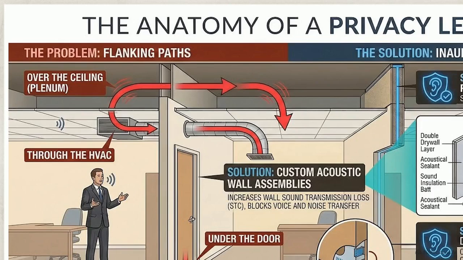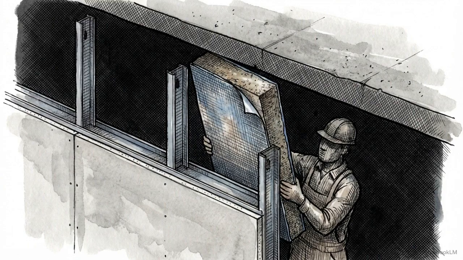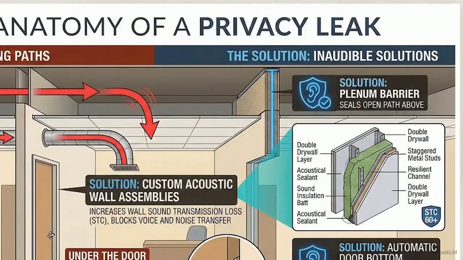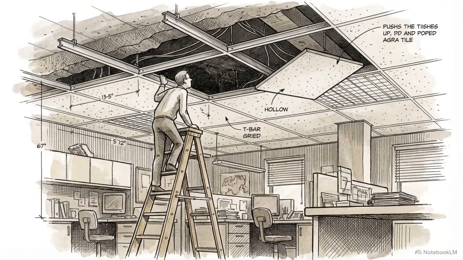This leaves the shared plenum entirely open, allowing sound to travel up into the cavity, over the wall, and down into the next room. Blocking this overhead sound path requires a continuous plenum barrier. This is a high-mass vertical partition installed above the ceiling grid that seals the open space all the way up to the concrete deck. If it is safe to do so, lift a ceiling tile.